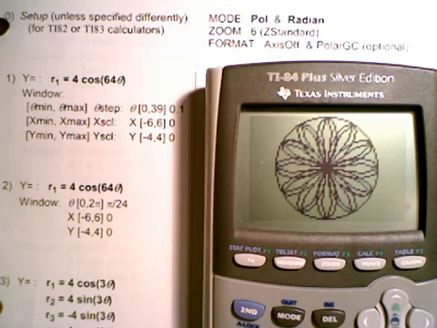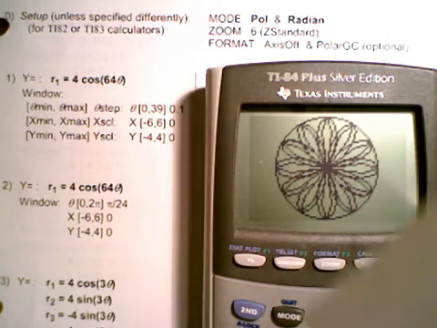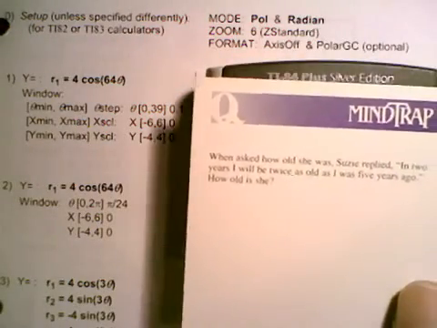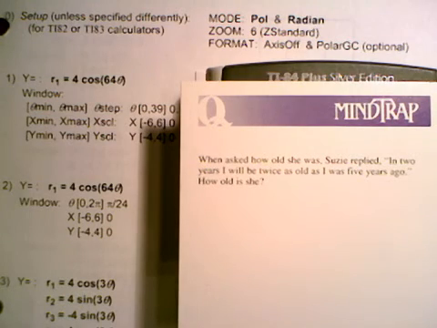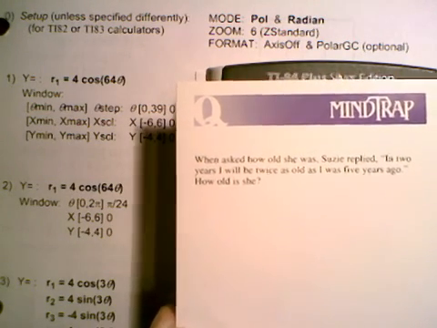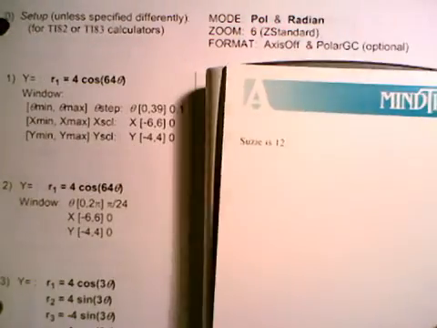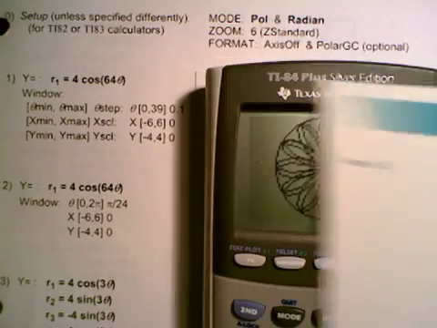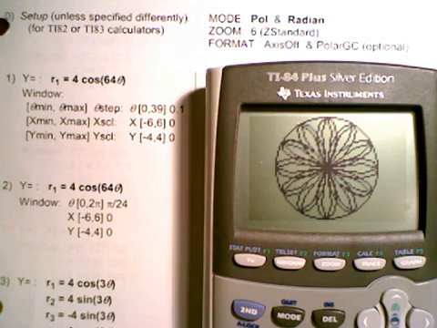Oh yeah, that's right, I was going to give you the answer to the riddle. The riddle was, when asked how old she was, Susie replied, in 2 years I'll be twice as old as I was 5 years ago. How old is she? Well, she is 12 years old. Susie is 12. I'll let you figure that out.